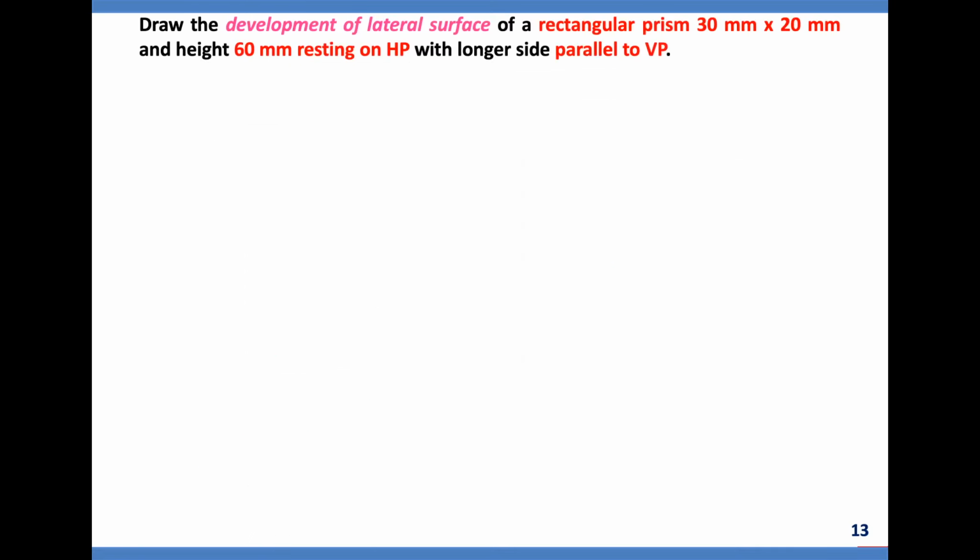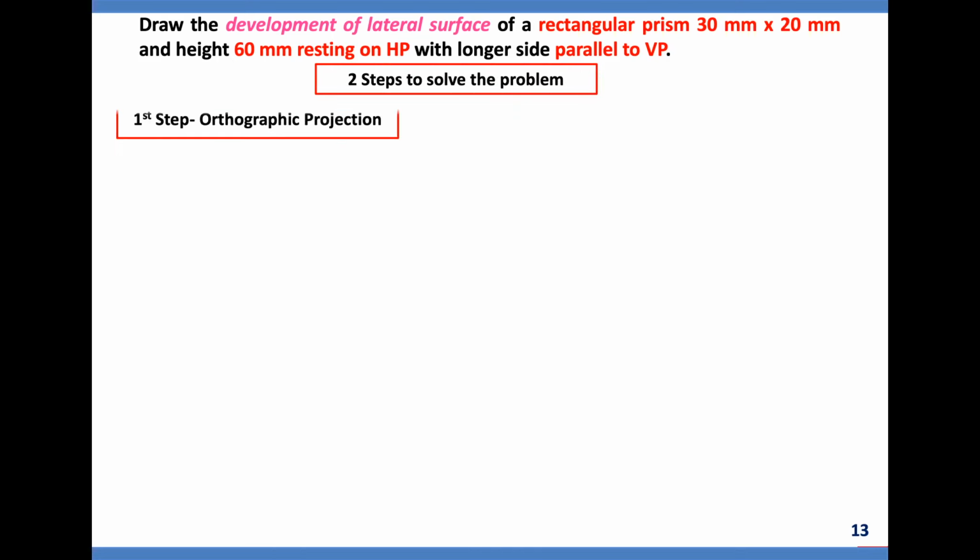Next, draw the development of lateral surface of a rectangular prism 30 mm into 20 mm and height 60 mm, resting on HP with longer side parallel to VP. This is the condition. Again, two steps to solve the problem. First step, orthographic projection, XY line. Since we are following first angle of projection or first quadrant system, vertical plane comes above XY, horizontal plane comes below XY.